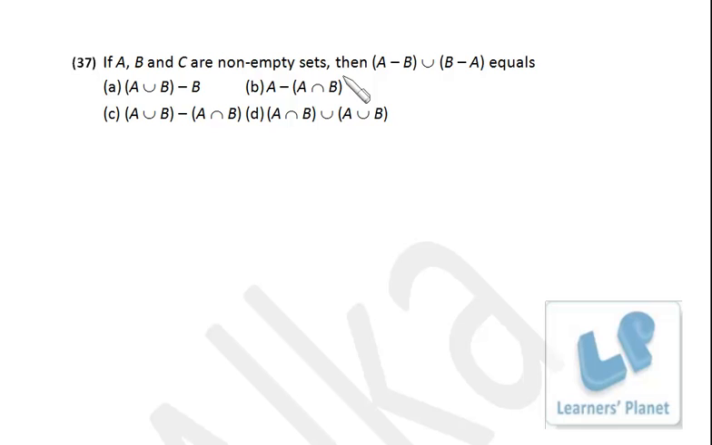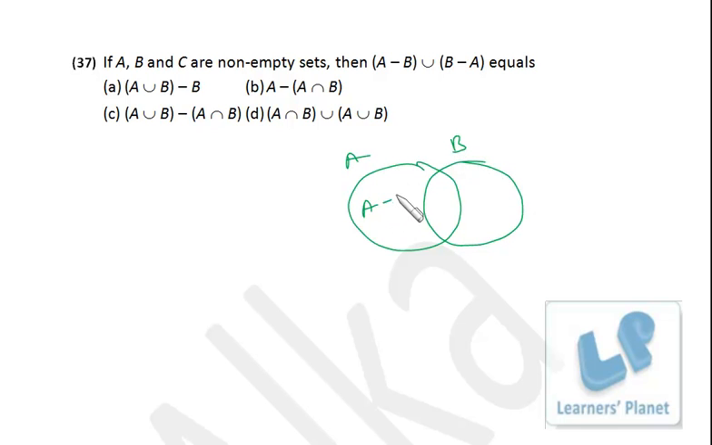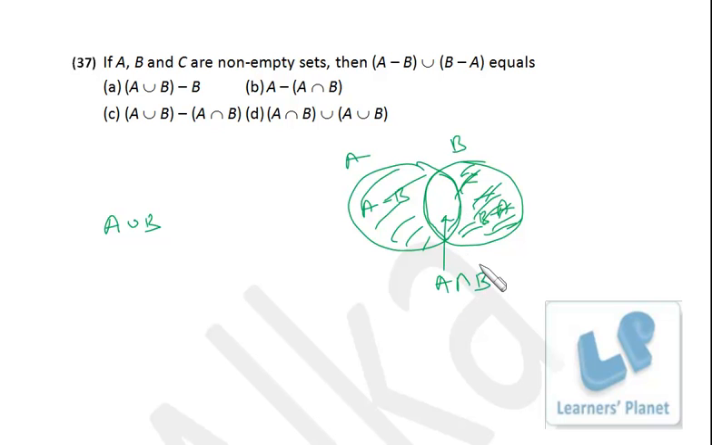Now A, B, C are non-empty sets and A minus B union B minus A. Now that's pretty simple. Just draw two circles. This is A, B. This is A minus B and this is B minus A. So A minus B union B minus A, that means this complete portion, right? So if we take the complete both the circles, that is A union B, so from that we need to deduct this portion, and this portion is what? It's actually A intersection B, right? So from complete A union B, if we deduct A intersection B, then we will be able to get A minus B union B minus A, right?